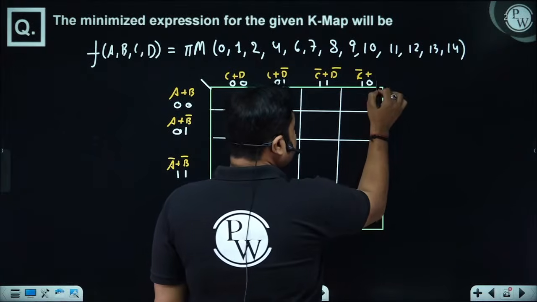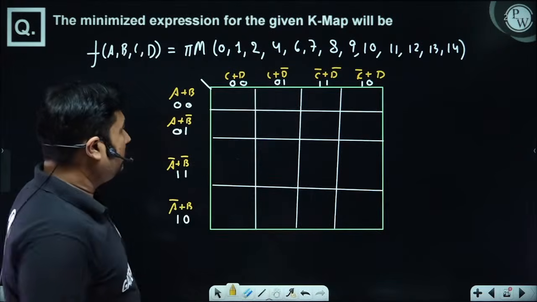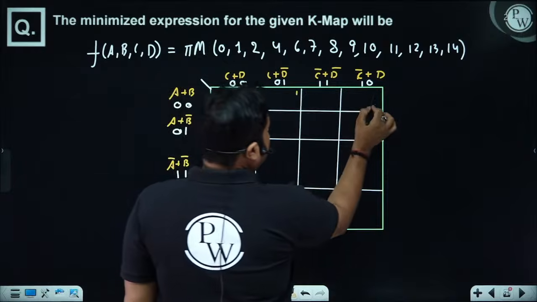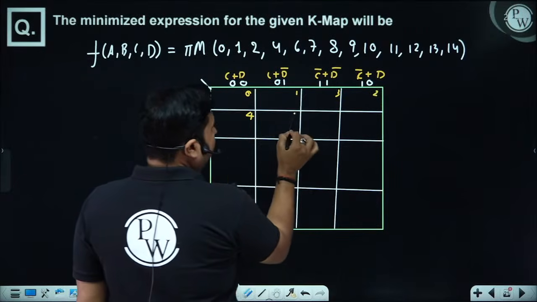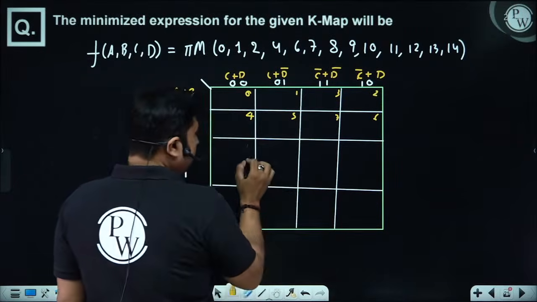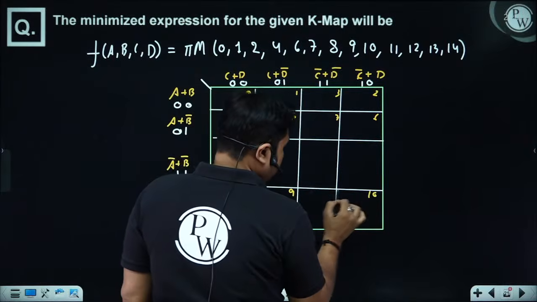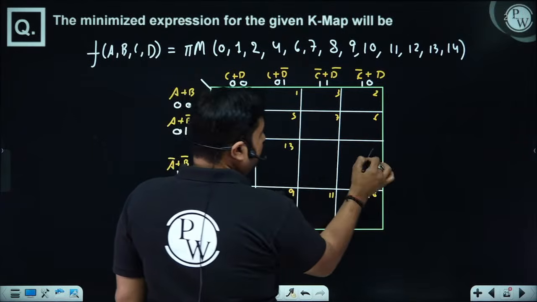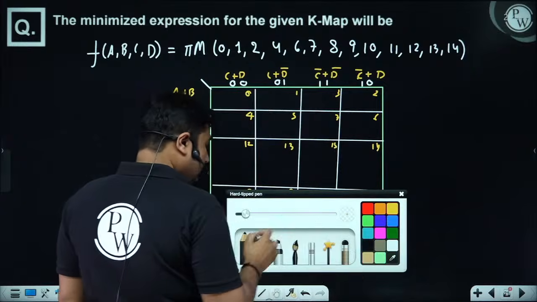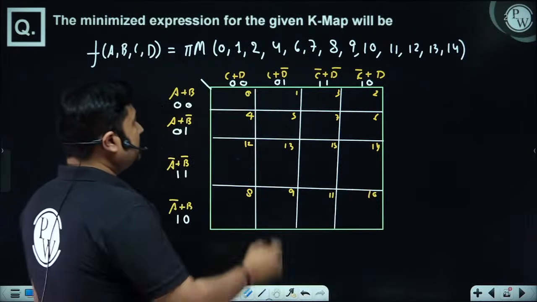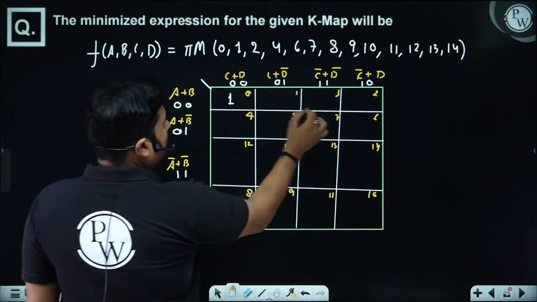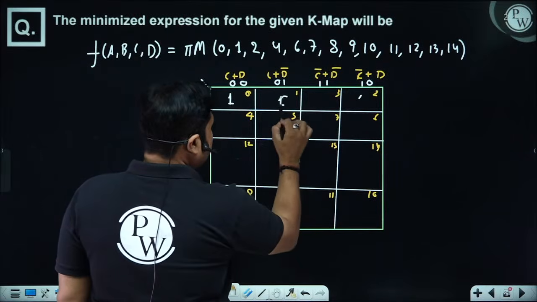Okay. Yes, sir. And we know about the numbering as well: 0, 1, 2, 3, 4, 5, 6, 7, 8, 9, 10, 11, 12, 13, 14, and 15. What are the positions where logic level 1 is present? So we have 0, 1, 2.